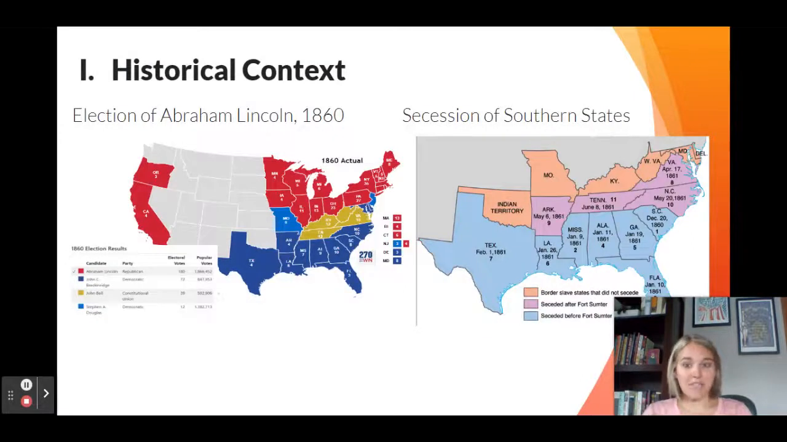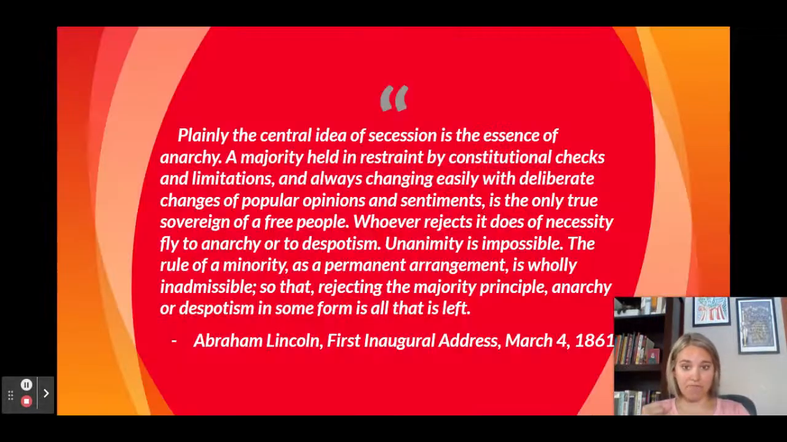So your historical context is going to be the election of Abraham Lincoln. Despite Abraham Lincoln saying that he was a free soiler, he just didn't want slavery to expand into Western territories, Southern states did not believe him. They believed that an atrocity had happened with the fact that Lincoln could be elected without a single vote from the Southern states. And so we see the secession beginning in the South, starting with South Carolina.